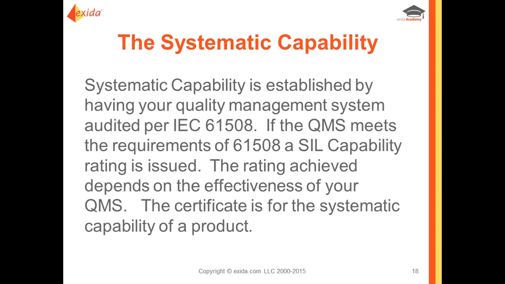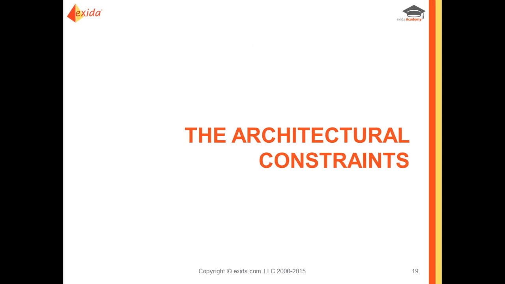And a lot of people don't realize that. They just take the SIL capability or the architectural constraints or the probability of failure and assume that that's the one and only piece of information that they need to be compliant. But it's not a pick and choose off a list. You have to have all 3 to be able to do so. And I'll explain a lot more why.